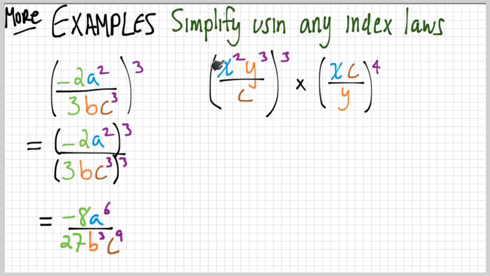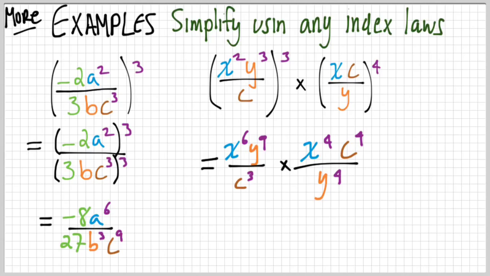All right, next one, even bigger, right? We've got this big fraction cubed, times this fraction cubed. Okay, so we'll do them one at a time. Just start with this one first. We're going to take the top of this one and do it to the third, and then the bottom and raise that to the third. So we get x to the 6th, because x squared cubed, we have the base of x, and 2 times 3 is 6. And then we're going to have a base of y, and 3 times 3 is 9. And then, of course, just c cubed, because it was just c to start with, times this other thing, right? And again, we're going to do everything on the top of this one to the 4th and everything on the bottom to the 4th. So x to the 4th, c to the 4th, y to the 4th. That one's pretty easy.